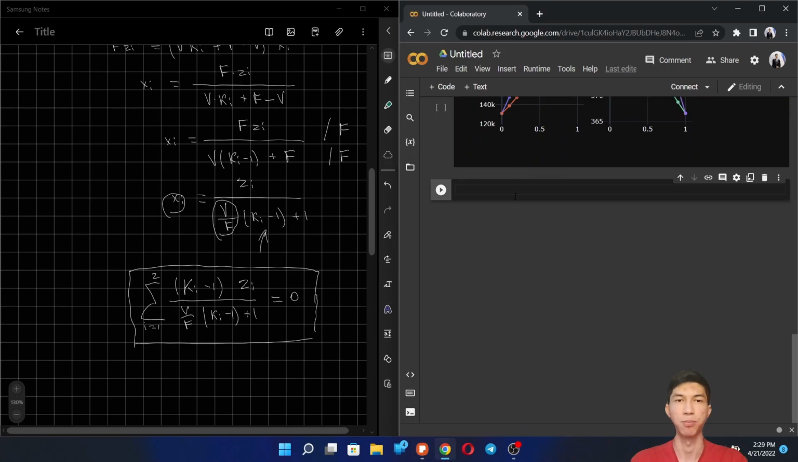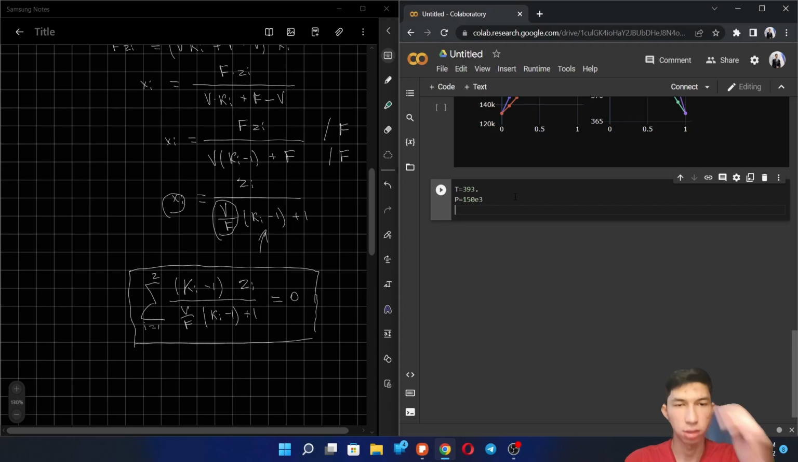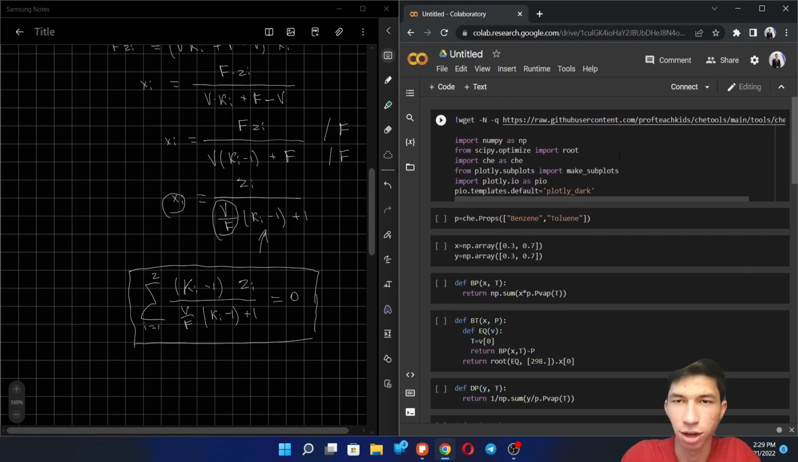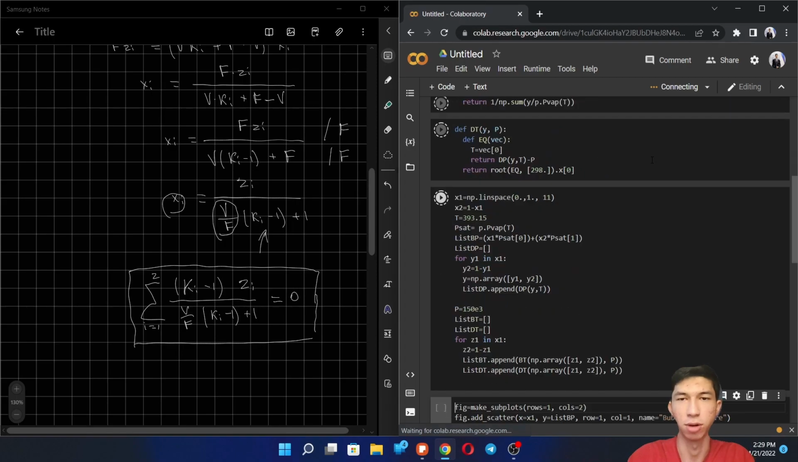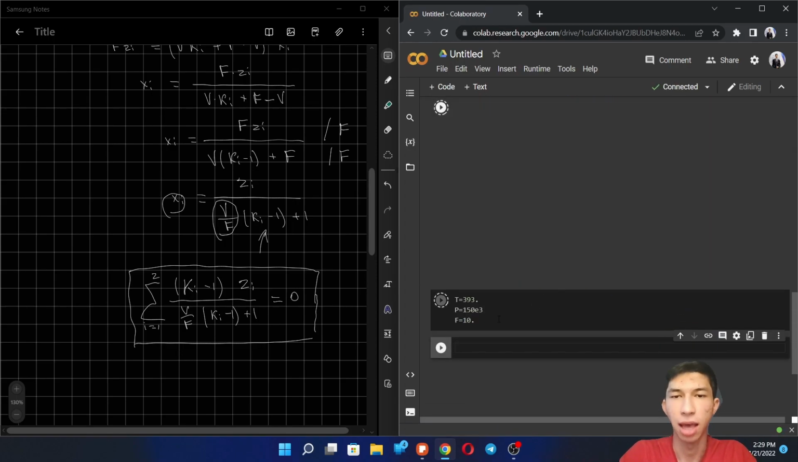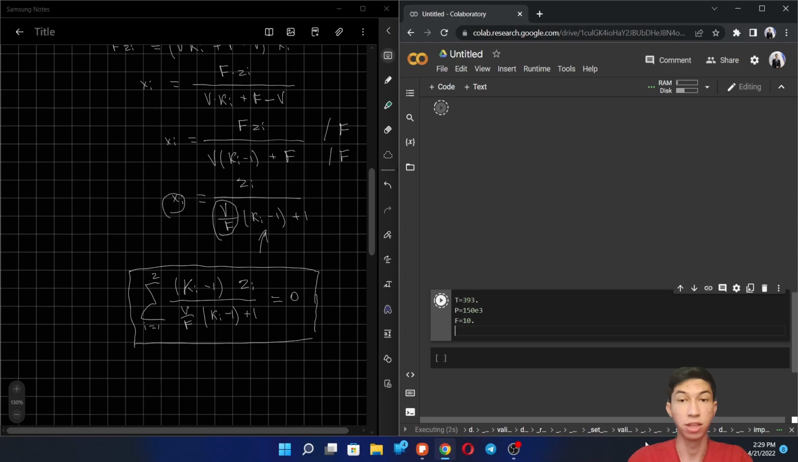Okay, so let's say we're given a temperature of 393 Kelvin and a pressure of 150,000 pascals. And we're also given a feed of 10 moles. Let's just start to run everything so that it works. And what else can we have?